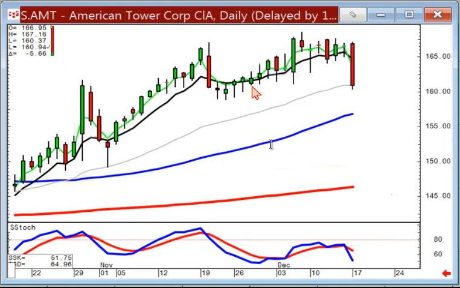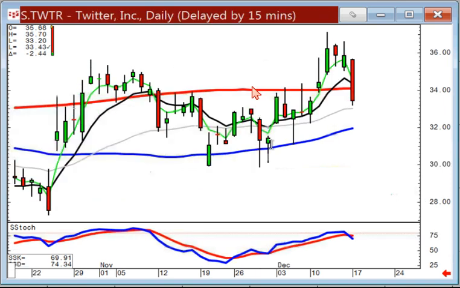Big bearish left-right combo closed right at the 34. A weak open tomorrow would probably make the 50-day moving average your likely target. Twitter, you should be out of this one. You had the potential of a frying pan bottom breakout, but when it came back through the candle that broke out, that's where I would have had my stop. It was moving in the wrong direction.